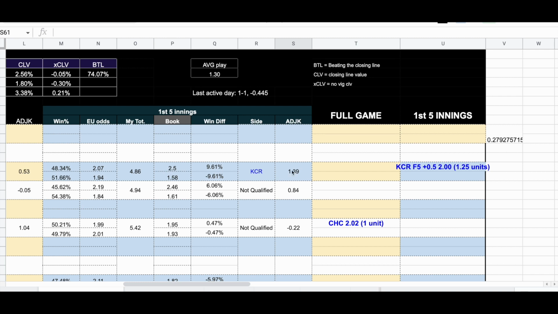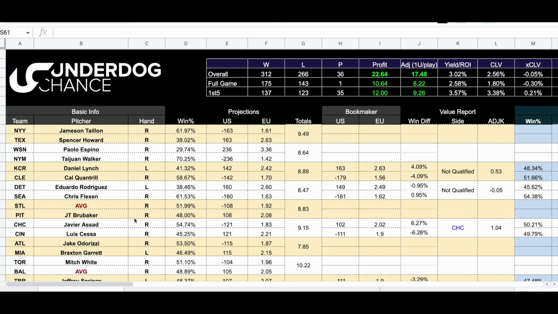So my recommended bet is Kansas City first 5 innings plus 0.5. This is Asian handicap or spread, which means that they should not lose in first 5 innings. So either it can be a draw or they can lead after 5 innings and the bet is won. Okay. So this is my first bet today.